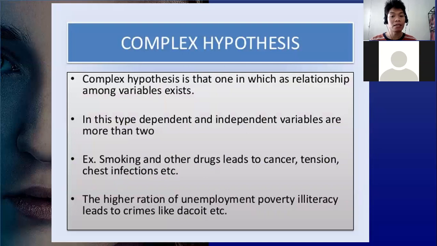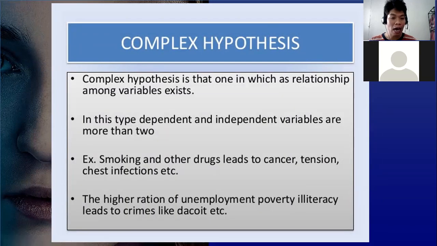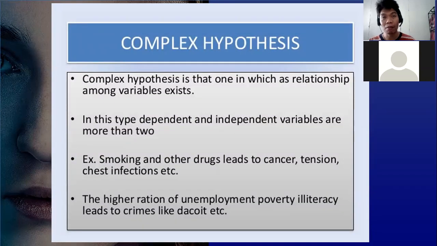We also have complex hypothesis. Complex hypothesis is that one in which a relationship among variables exist. In this type, dependent and independent variables are more than two. So kapag isang independent variable at saka isang dependent variable lang, simple hypothesis lang siya. Pero kapag dalawang dependent variable at saka dalawang independent variables, complex hypothesis ng tawag.